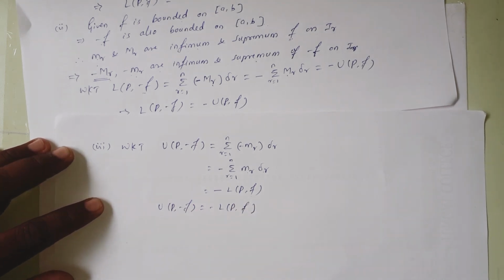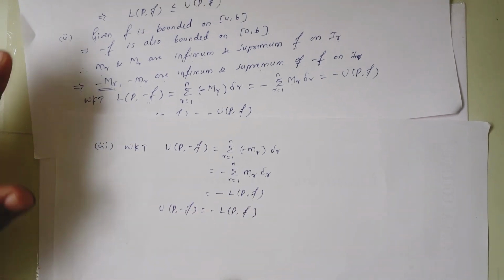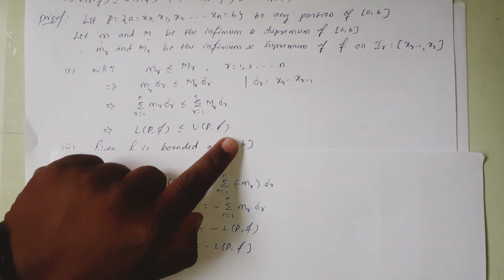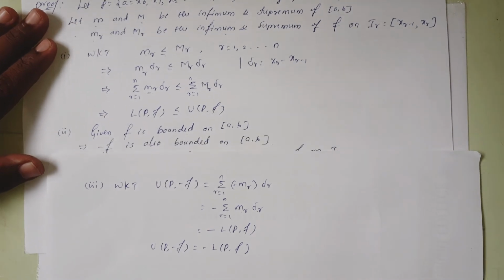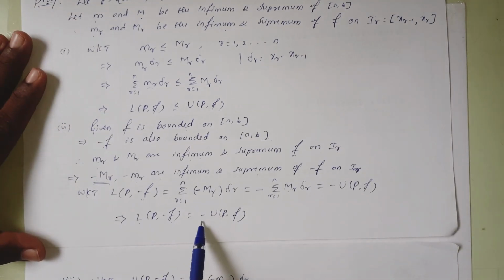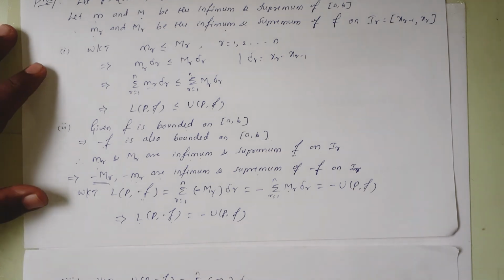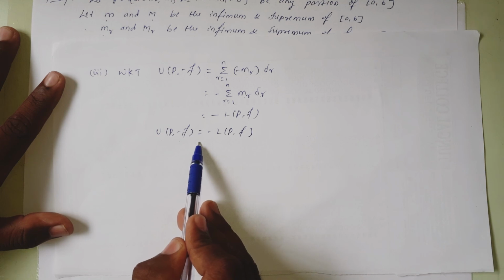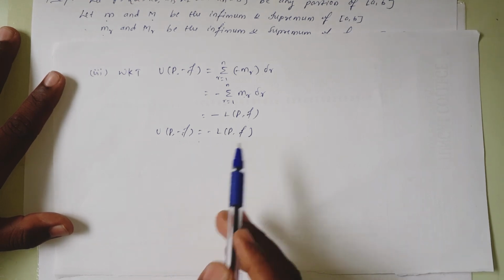So, these are the 3 standard results. The first one is LPF is less than or equal to UPF, the second one is LP minus f is equal to minus of UPF, and the third one is UP minus f is equal to minus LPF.